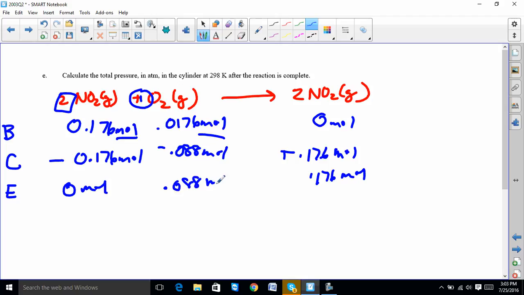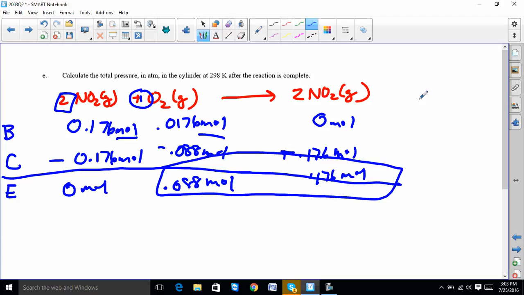And remember, any gas counts. So basically, this is like an ICE chart. So this is 0, because the reaction stops when one of the reactants runs out. This is 0.0176 minus 0.088. And then this is 0 plus 0.176. And so the cool part about this problem is the total moles of gas in there is going to be 0.088 moles coming from the oxygen and 0.176 moles coming from the nitrogen dioxide. And when you add those together, you get 0.264 moles.